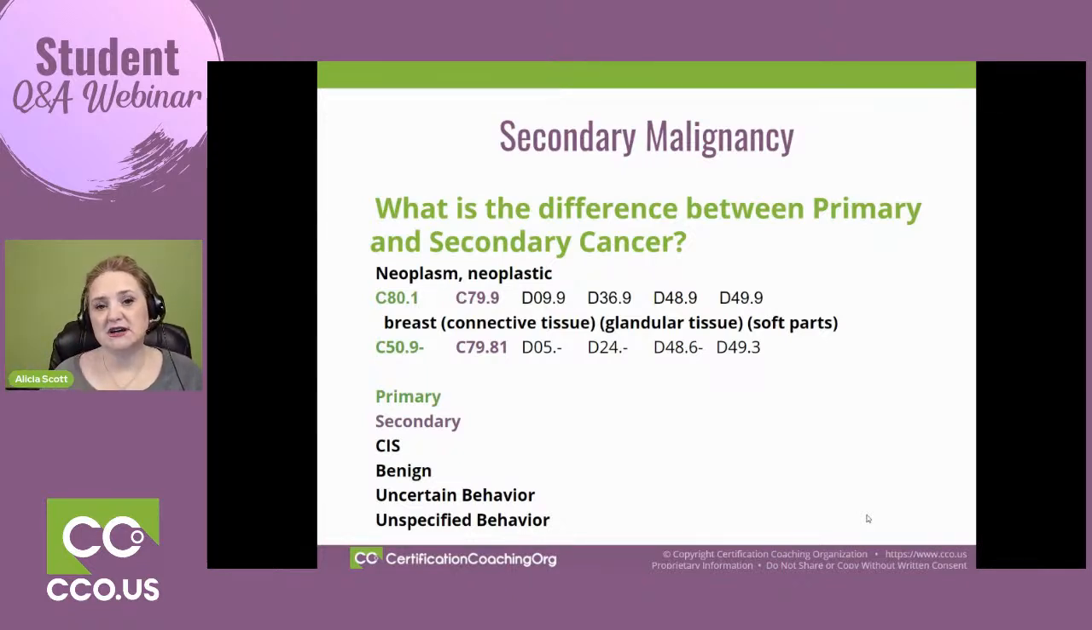And another tip is, and they'll tell you to do this, don't code from the neoplasm table. Jump out to the tabular to confirm there's no other guidelines. There's no guidelines listed on the neoplasm table. It's really just an index to get you to the right code, to jump out to the tabular to verify that you've got the proper code. So that's the difference between the codes for primary and secondary cancer.